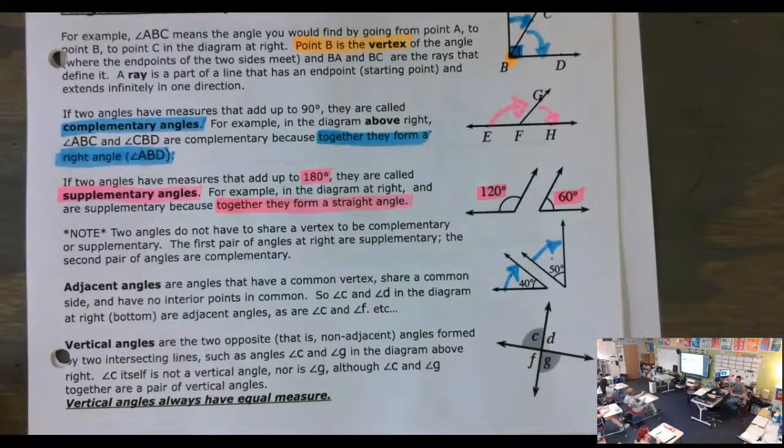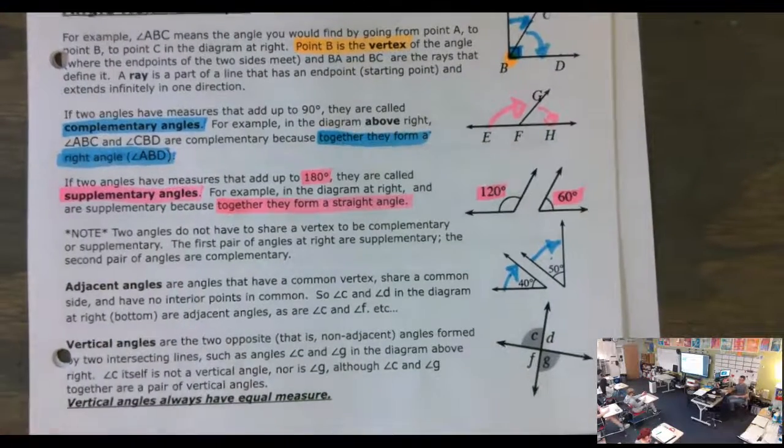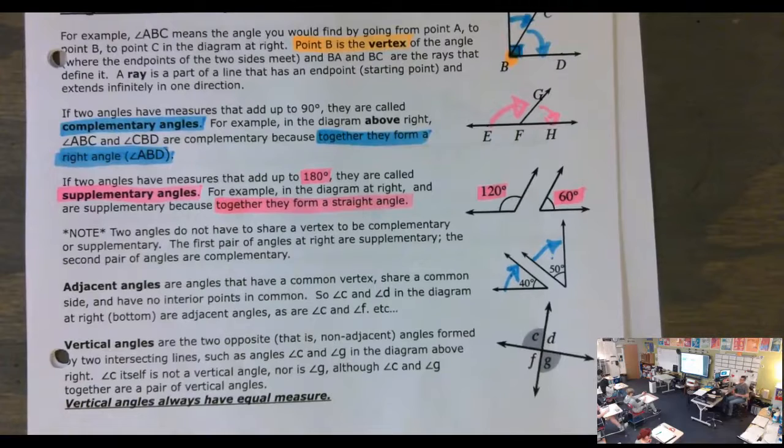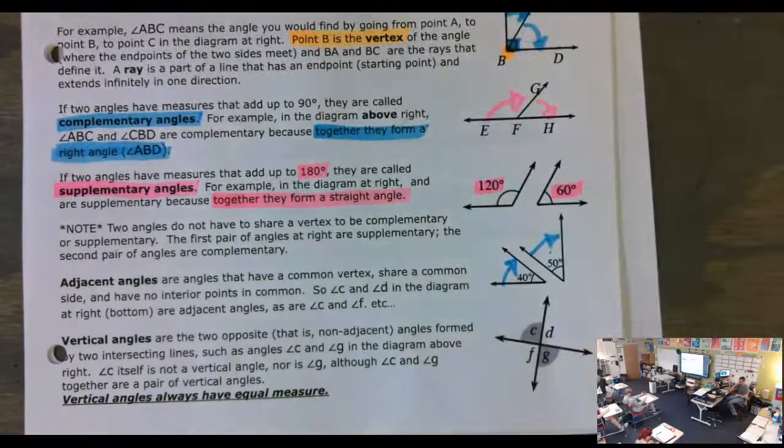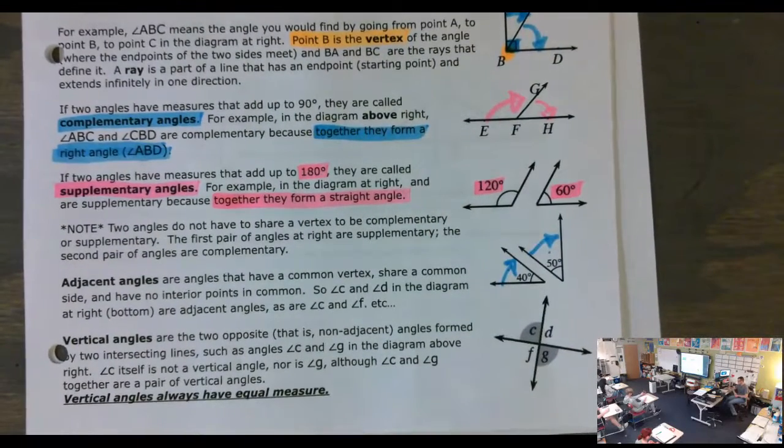Now we're going to practice these, but right now before I move on, questions on complementary or supplementary? It is multiple angles that add together to either make a right angle or make a straight angle. Trying to make sure we all have time to highlight, so I'm kind of taking a pause.